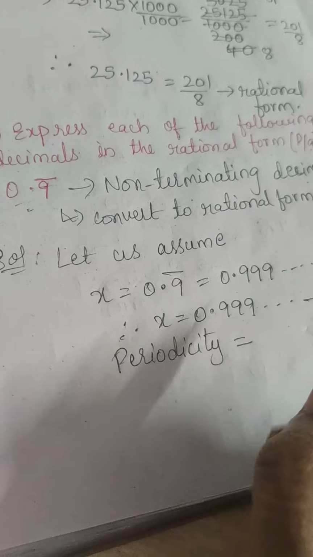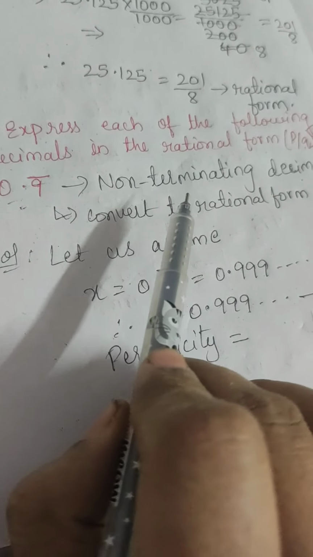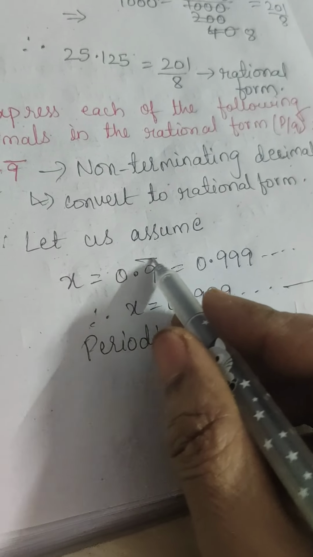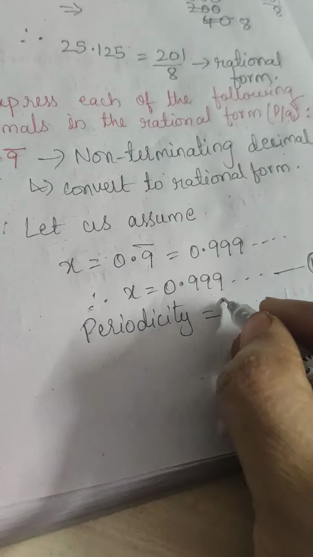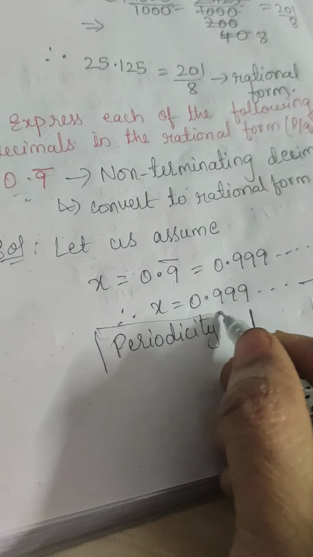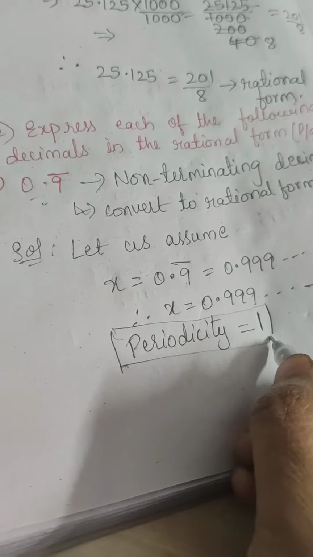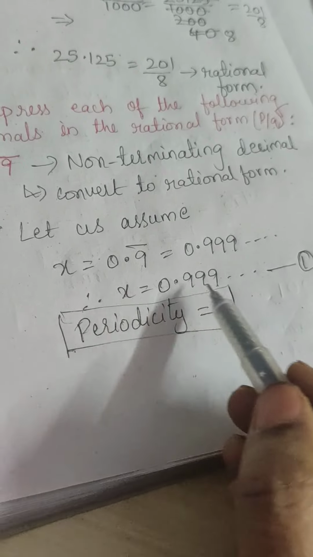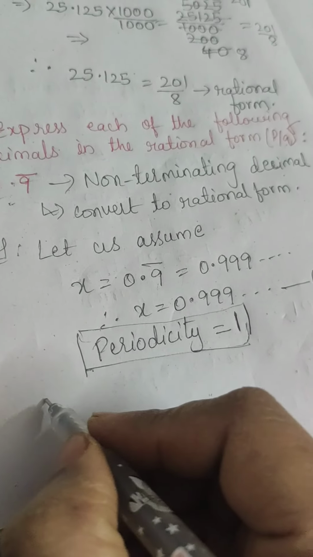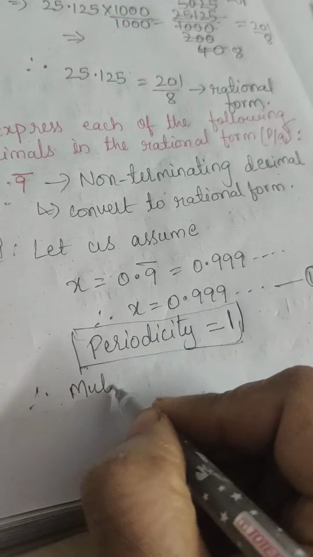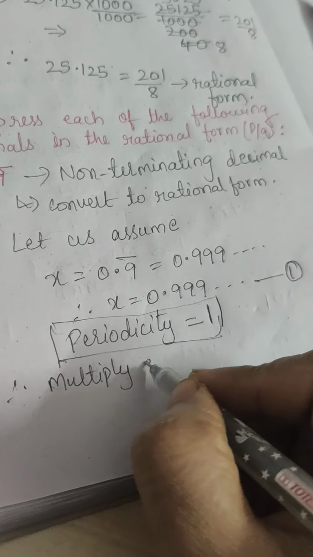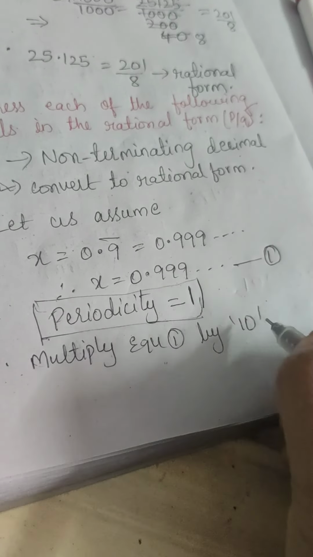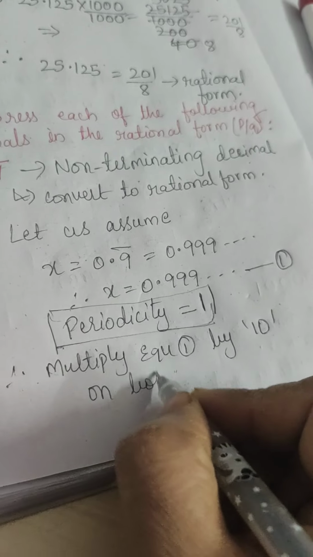Periodicity is very important to convert the non-terminating decimals to rational form. Here, periodicity is how many numbers are there in the bar? Only one number. So periodicity is 1. So we should multiply equation 1 on both sides by 10.